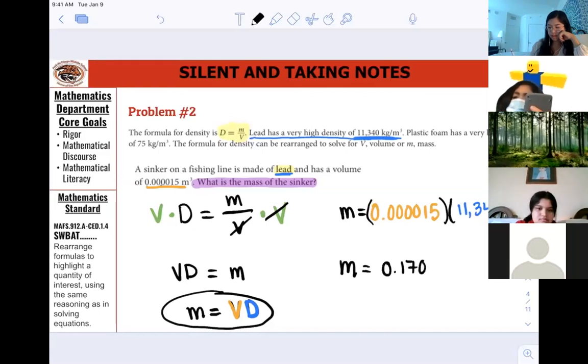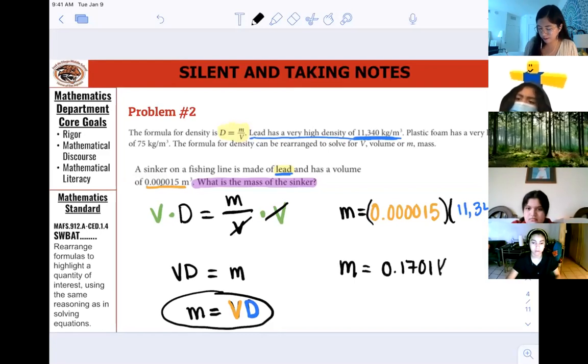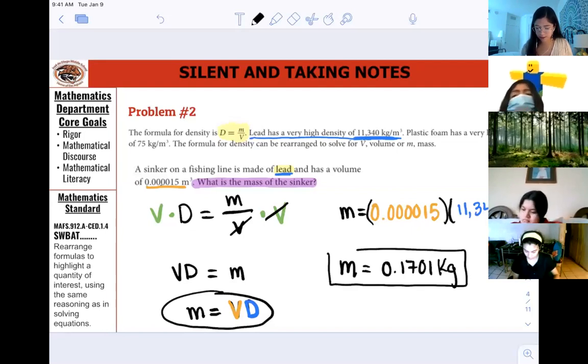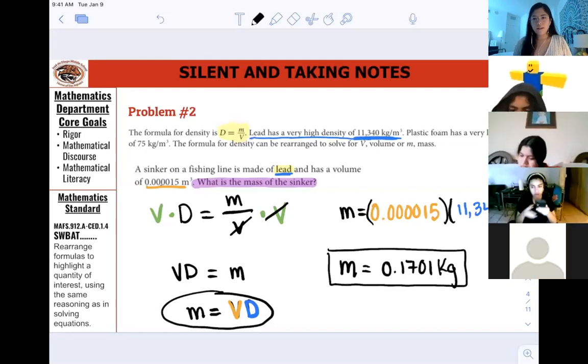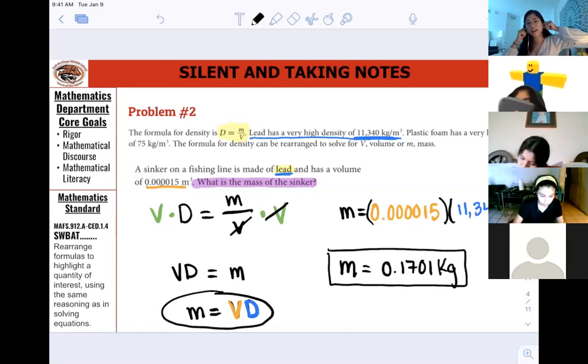0.1701. And anybody want to guess what the units are? Look carefully in the problem. Kilograms? Yeah, you got it. Kilograms. And that's my answer. Any questions, comments, concerns? No. All right, cool. Take a couple seconds. I have to go get my computer charger from over there, so just take a second to look at it, and I'll be right back.